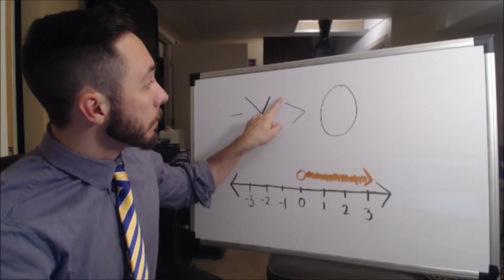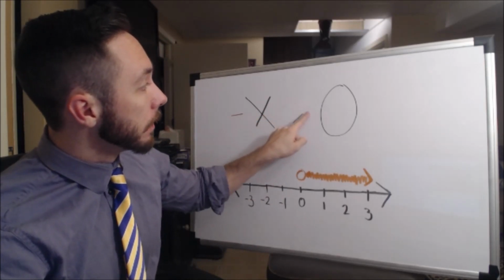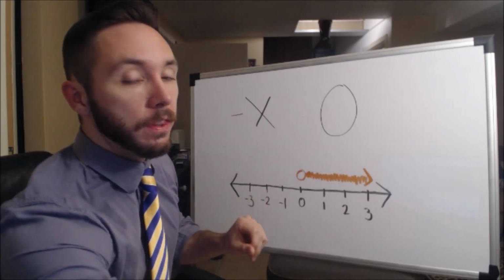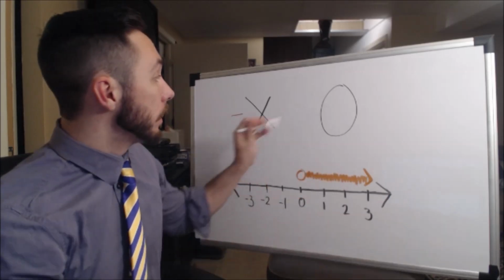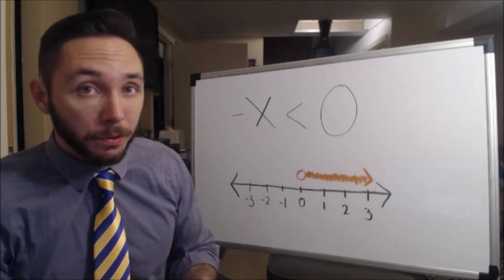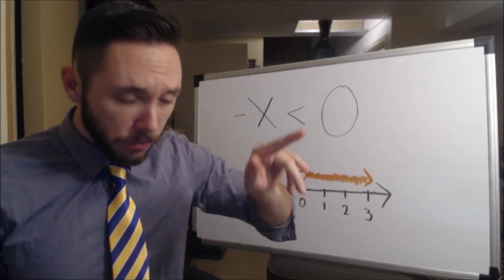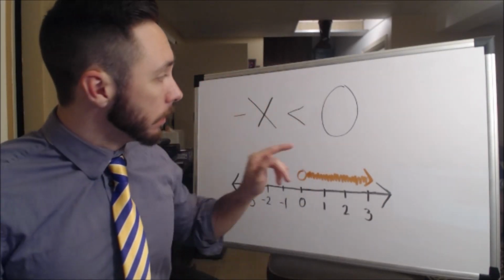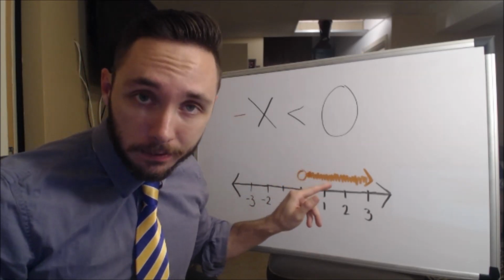So when I do that process of flipping the sign, and I turn what was a greater than into a less than, my solutions hold true. And that, ladies and gentlemen, is why you need to flip the inequality sign when you are multiplying or dividing by a negative.